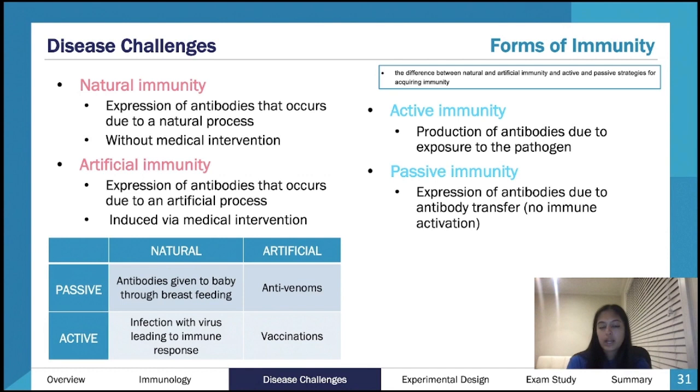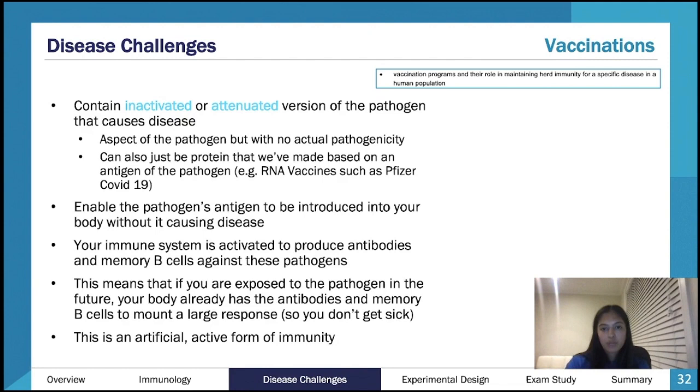And then lastly, your artificial passive. So you are getting someone else's or something else's antibodies via medical intervention. If you are bitten by a snake or something, then you will get antivenom, which contains pre-made antibodies. That's why it's passive, because you're not making the antibodies yourself, and it's artificial because it's not coming naturally through your mom, it's coming from wherever else. Okay, hopefully that made sense.